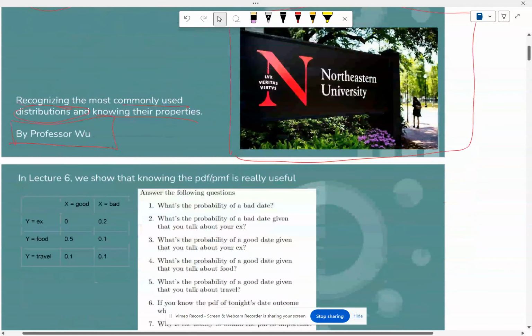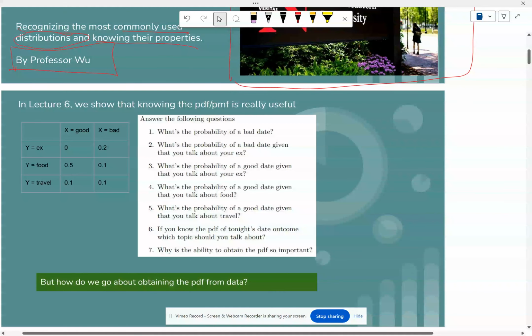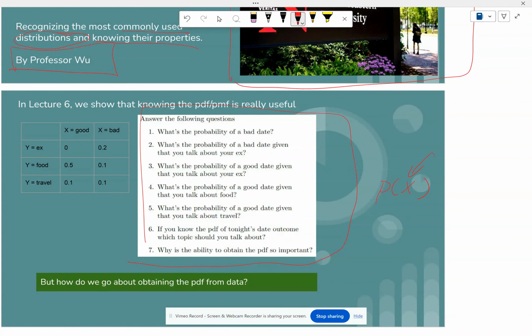Let's get started. In the previous lecture, we looked at the concept of probability distribution. It's a function such that we put the event in and it gives us the likelihood of the event. After going through a bunch of exercises, such as dating, I hope you've realized that having this probability distribution really provides an informative way to make decisions. Therefore, having this function is really, really important.